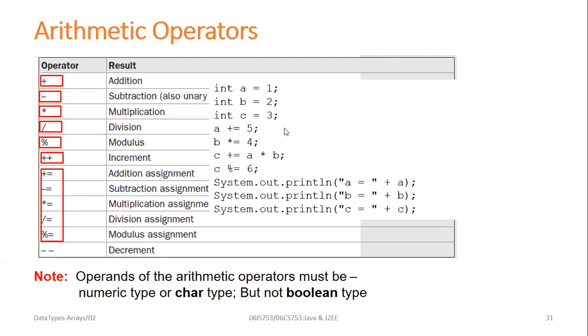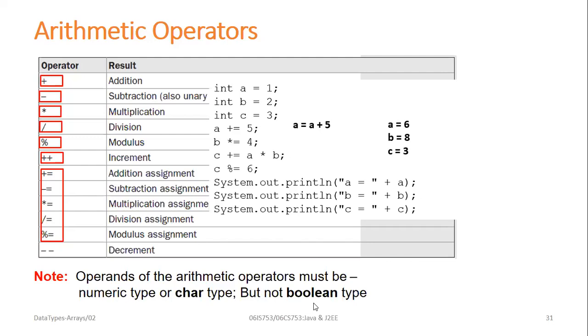Sir, A is 6, B is 8, C is 3, sir. Fine. So let us see. We got the same output. Very good, your answer is correct. A is 6, B is 8, C is 3, right? So you see that, that's what it is.